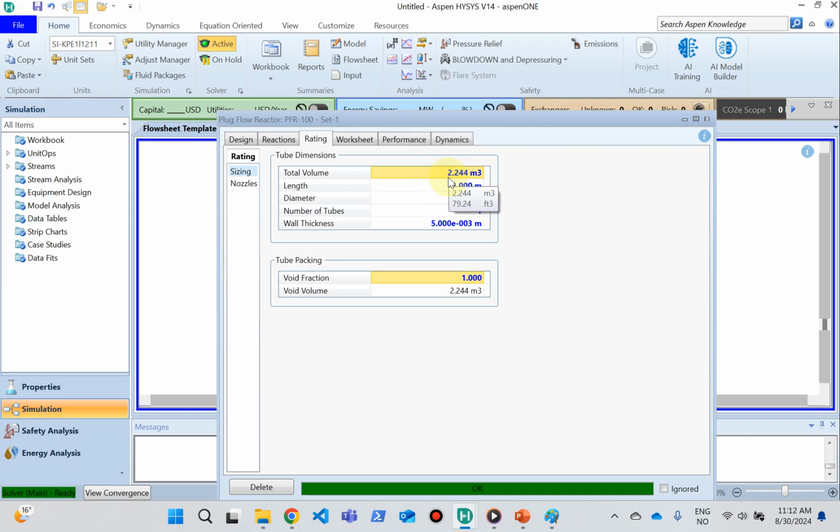I think that is it. I hope you have enjoyed this video. I hope you have learned the difference between different reactors. It was a good practice to use the adjust function here as well.